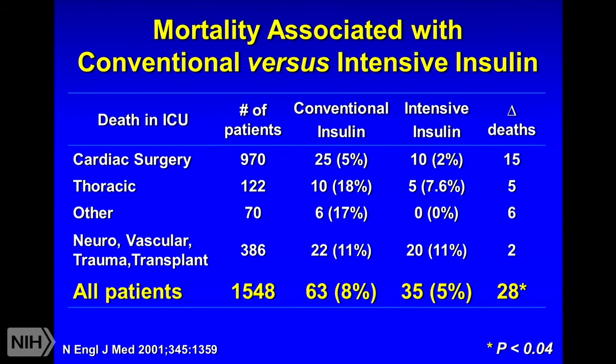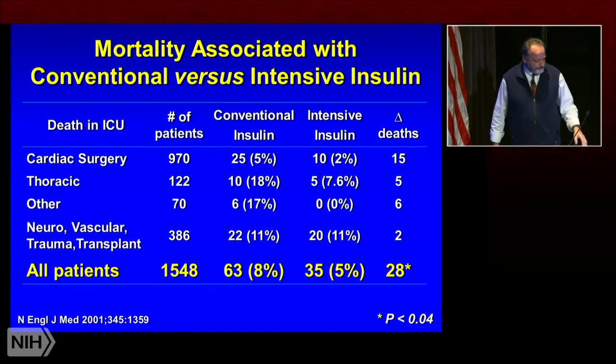And who did they find that benefited in this study? Well, it was mostly the cardiac surgery. This is the number of deaths, the difference in deaths between intensive insulin and conventional. And you can see the difference in deaths was mostly in cardiac surgery and thoracic surgery that made up this beneficial effect that they found on survival of keeping the glucose very tightly controlled between 80 and 90 in patients with cardiac surgery.